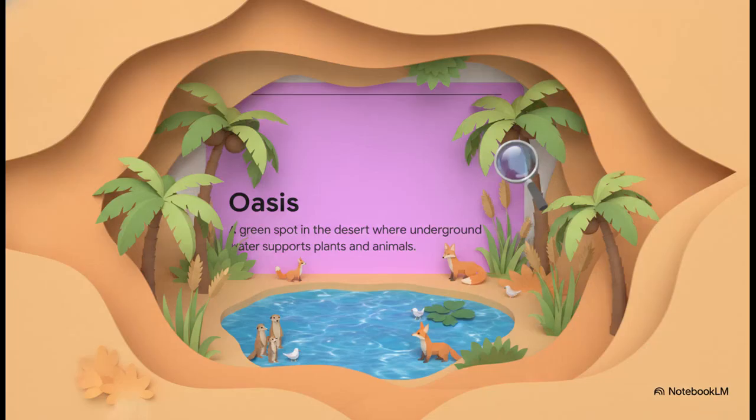And we have one more amazing feature to learn about today. An oasis. Think of an oasis kind of like a beautiful, small green park just sitting right in the middle of a huge, hot, dry desert. It's a really special spot where underground water actually comes up to the surface. And because there's water, trees and plants can suddenly grow there.